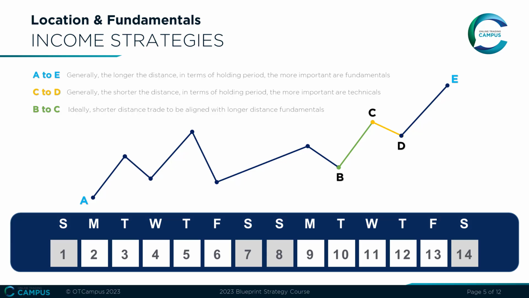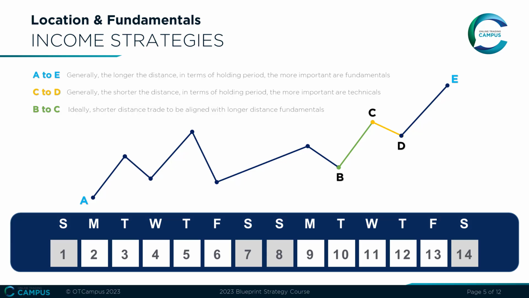However, if you look at B to C, which is a shorter distance trade, that shorter distance trade from B to C is aligned with the longer distance fundamentals. Okay, and that is the ideal scenario. Even if you're applying a daily income analysis, you will have two options. You can either trade that daily income analysis from C to D, which may be against the fundamental context. In this case, you can see the move may be weaker. It may be slightly less profitable.